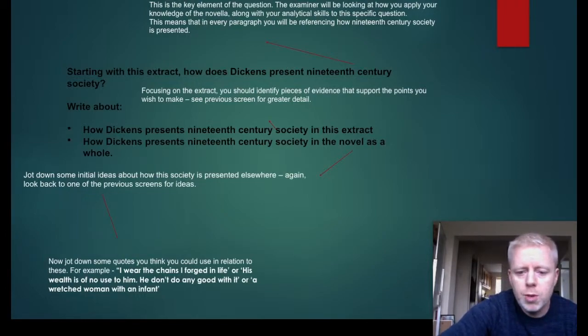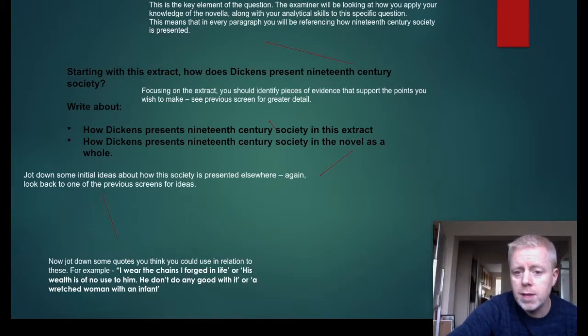Now, the question is divided into 2 bullet points. The first bullet point will always be based on the extract, and the second bullet point will be on the wider novel. Same on the other question, the Shakespeare section. The first bullet point on the extract, the second bullet point on the wider play. And I'll suggest a way of structuring your answer to make sure that you do this in a minute.